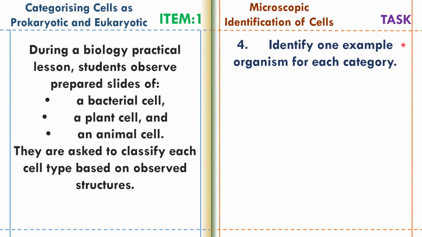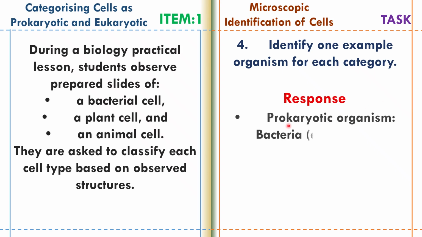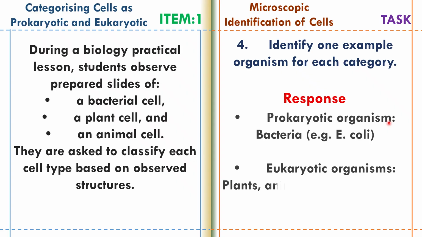Identify one example organism for each category. Prokaryotic organisms, we have the bacteria, example E. coli. Eukaryotic organisms, we have the plants, animals, fungi, and protozoa.